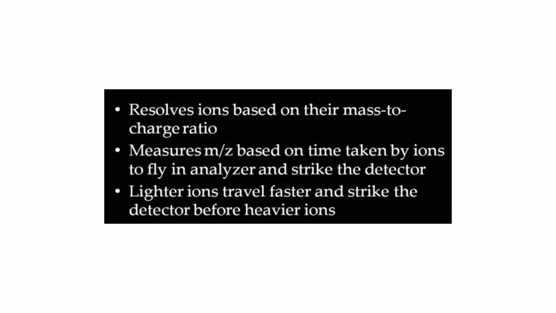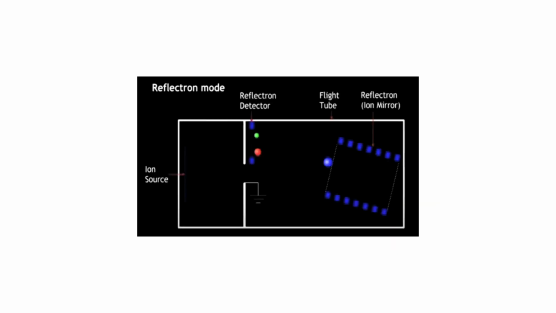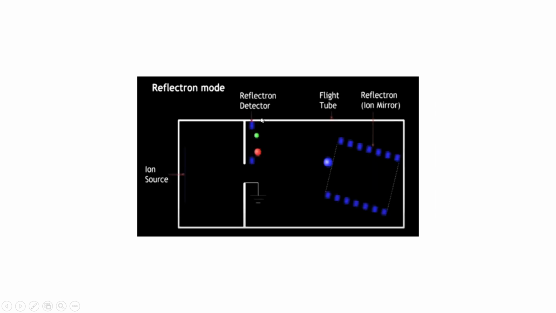So it resolves on the basis of mass to charge ratio and measures the mass to charge based on the time taken by ions to fly in the analyzer and then strike the detector. So it depends upon the time as well. You can also have, like, this is the flight tube, this is the reflection mode. So you can also add a reflector so that it will get more time to get separated. Here is the detector, so it will directly get detected here. But if you have the reflector mode, then the detector is here.